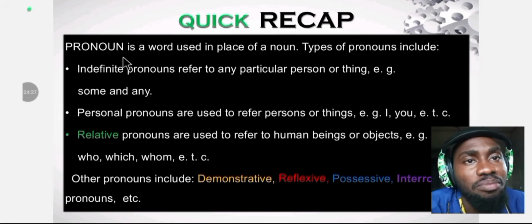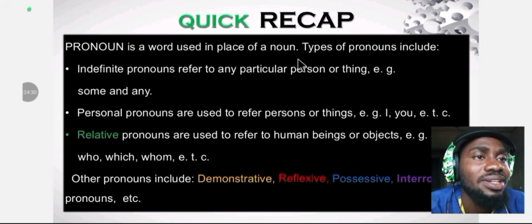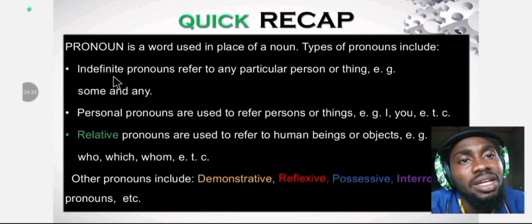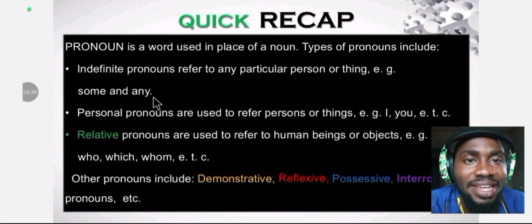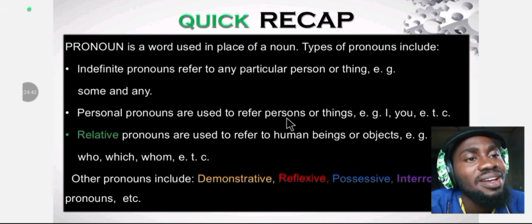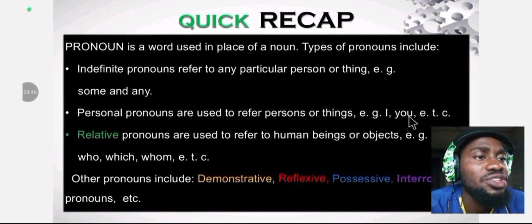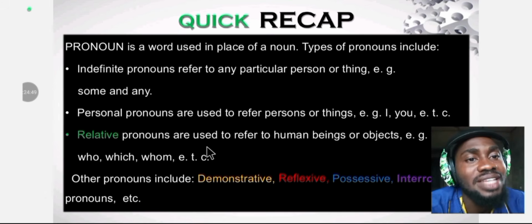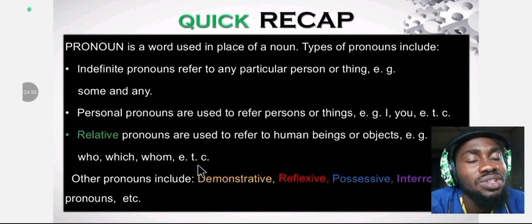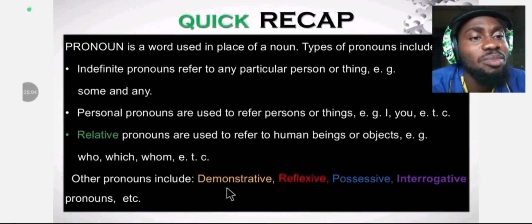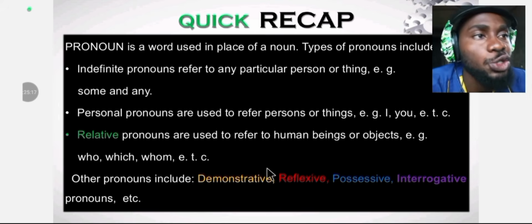A quick recap of the lecture says pronoun is a word used in place of a noun. Types of pronouns include indefinite pronoun, which refers to any particular person or thing, for example, some and any. Personal pronouns are used to refer to persons or things, for example, I, you, and so on. Relative pronouns are used to refer to human beings or objects, for example, who, which, whose, and so on. Other pronouns include demonstrative pronoun, reflexive pronoun, possessive pronoun, interrogative pronouns, and so on. Do not forget, interrogative pronoun makes up the WH words.